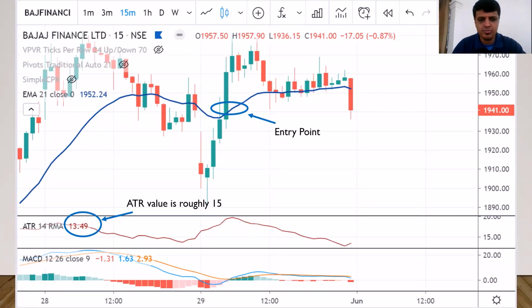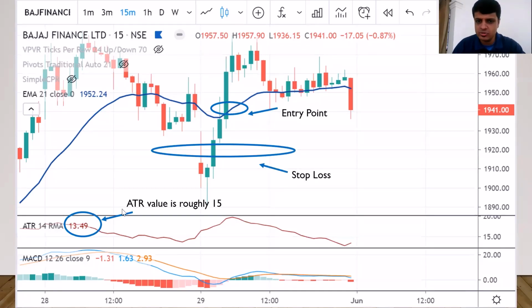And so I put my stop loss here. I put it at 1920, which was below this candle, which was below the moving average, which was below the ATR, and also it was roughly 1% of the share price. Okay. So 4 factors why I put the stop loss there. Eventually it went to 1980. People made lots of money. I made money on the share yesterday.